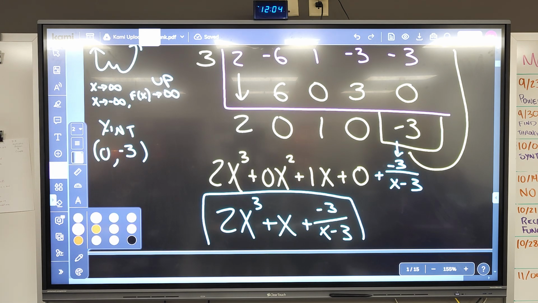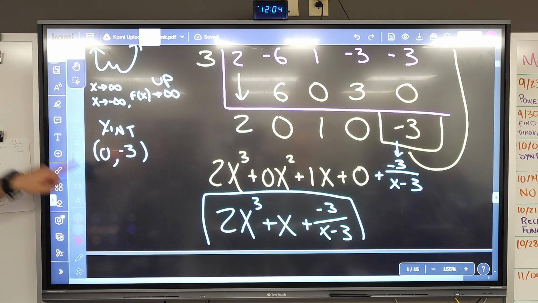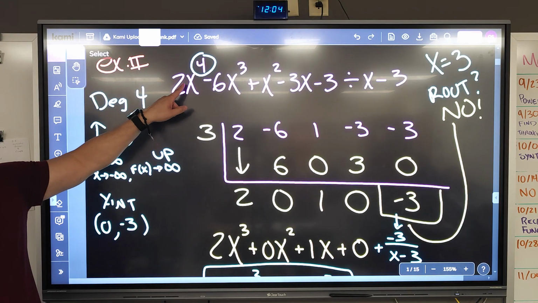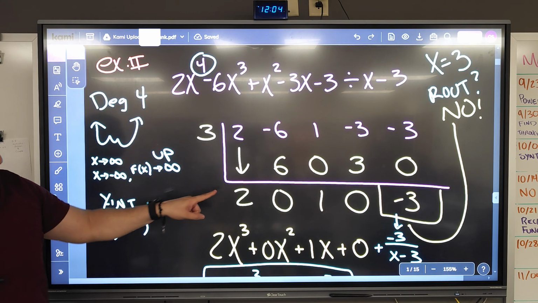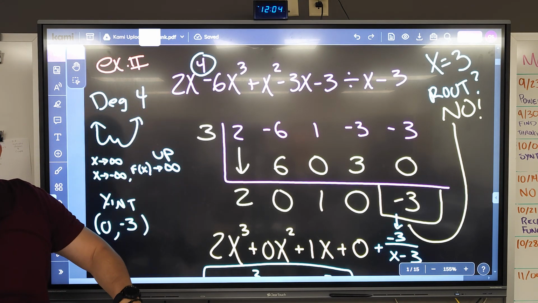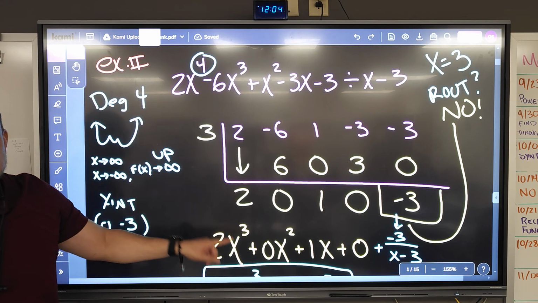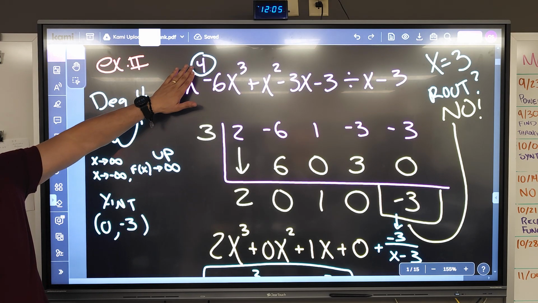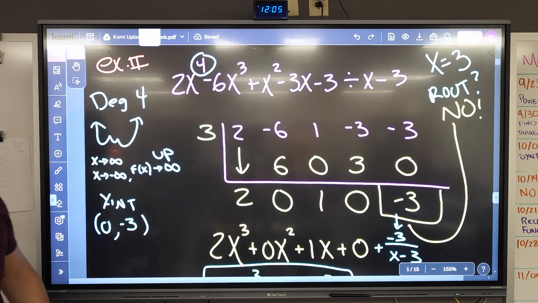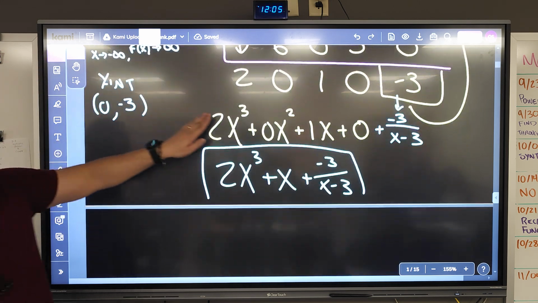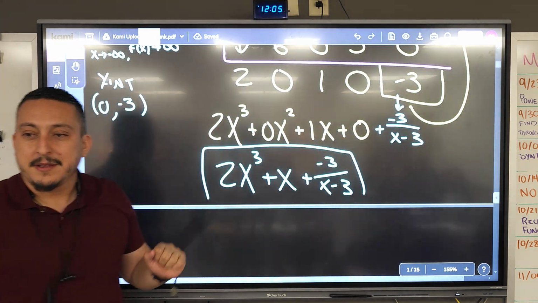Wait, so where did you get the powers? The powers, you start with whatever the original one has. Your first number will be that power, but one lower. So if this is 4, this one starts with 3. If this one was 5, you'd start with 4. And then you just work your way down. 3, 2, 1.